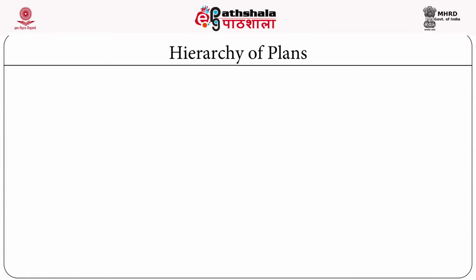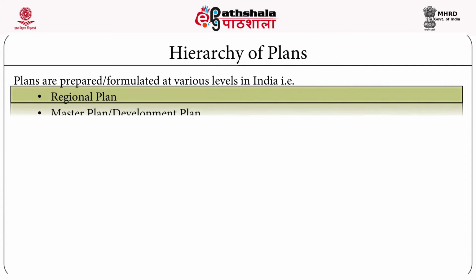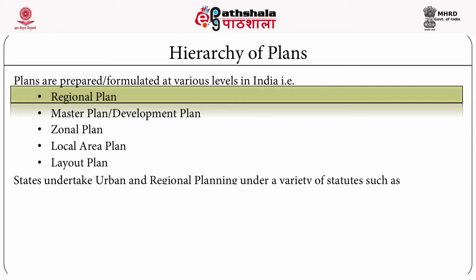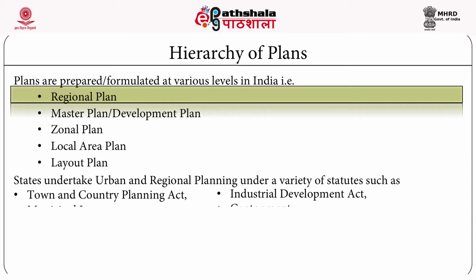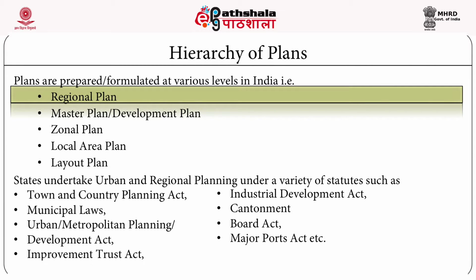Now let us see. Plans are prepared and formulated at various levels as we were discussing: the regional plan, the master plan, the zonal plan, local area plan, and the layout plan. The states undertake urban and regional planning under a variety of statutes such as the Town and Country Planning Act, the municipal laws, the Urban Metropolitan Planning Development Act, the Improvement Trust Act, the Industrial Development Act, Cantonment Board Act, Major Ports Act, etc.